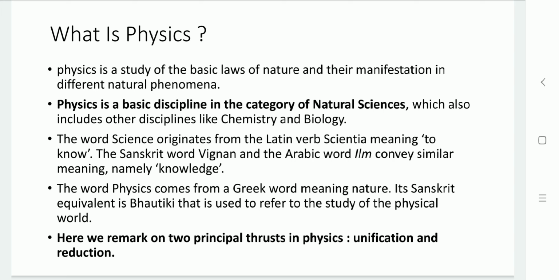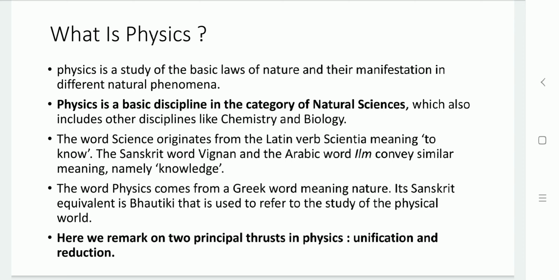The word science originates from the Latin verb scientia, meaning to know, the Sanskrit word vignan, and the Arabic word ilm, which convey knowledge. The meaning of science is knowledge. The word physics comes from a Greek word meaning nature. The Sanskrit equivalent of physics is bhautiki, which is used to refer to the study of the physical world present around us.